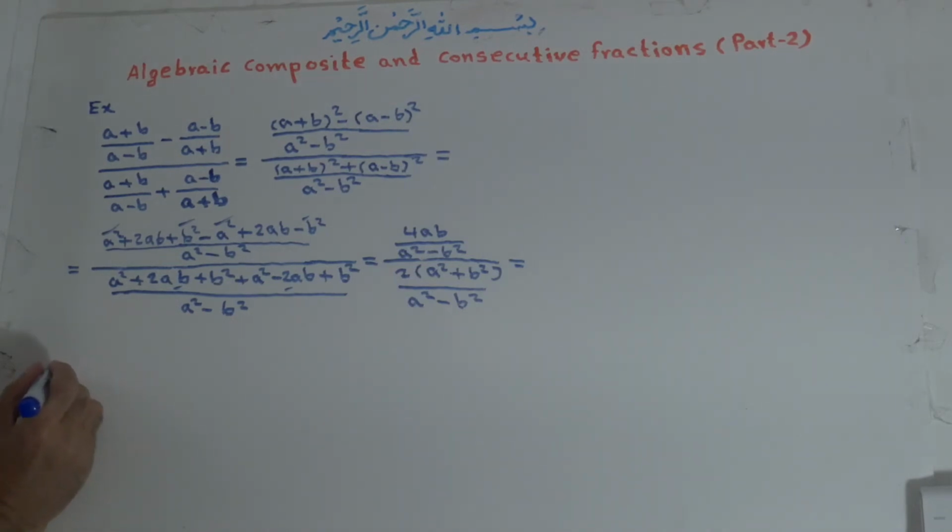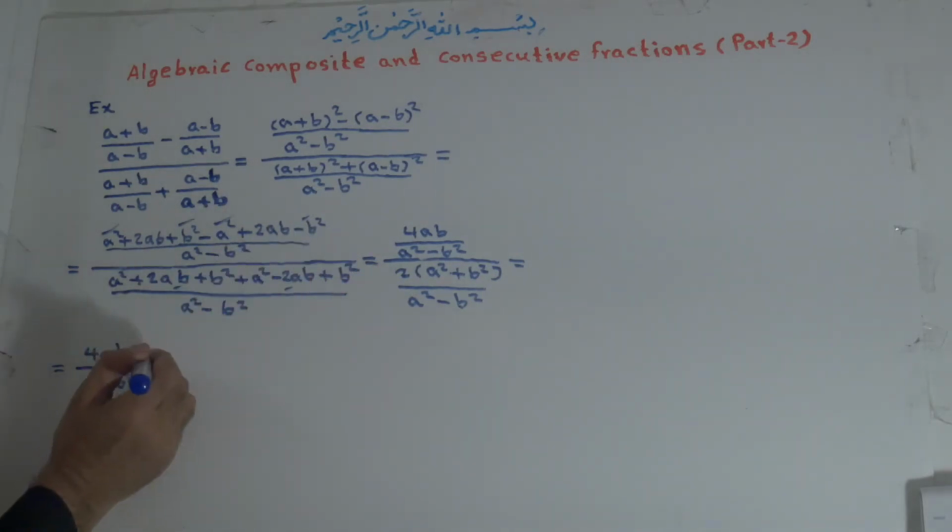For division, what we do, we write the numerator, the first one, in its position, like 4ab over a to the power of 2 minus b to the power of 2.